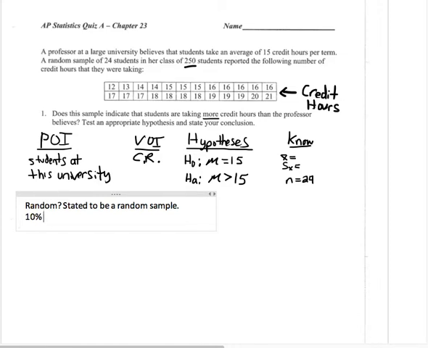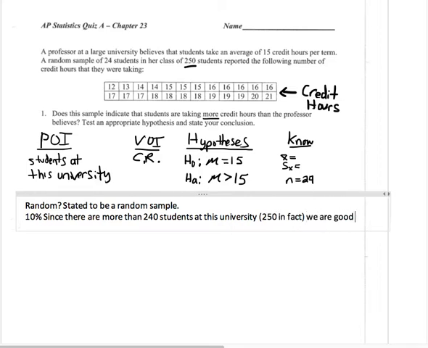10%, let's see. Since there are more than 240 students at this university, we've got 250, so in fact, we are good here. And the last thing, we don't have np and nq because we're not doing proportions.